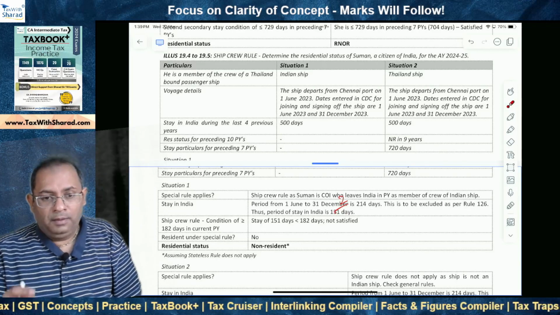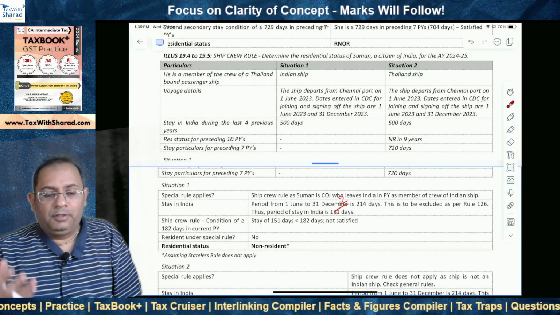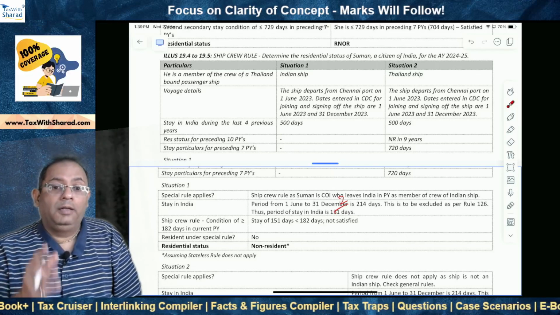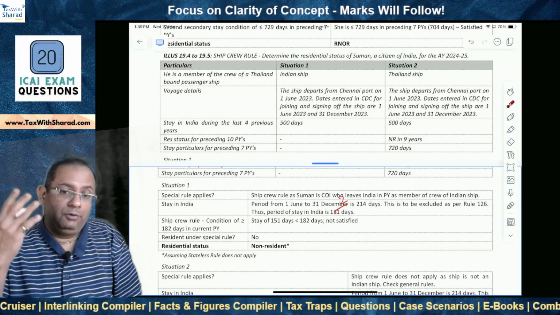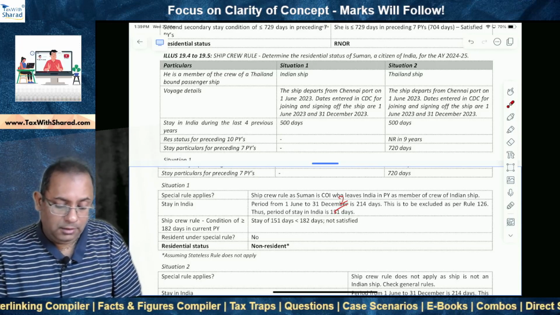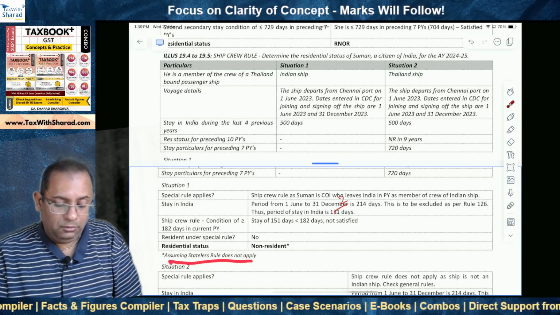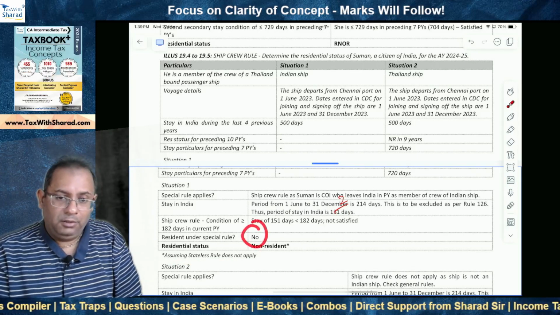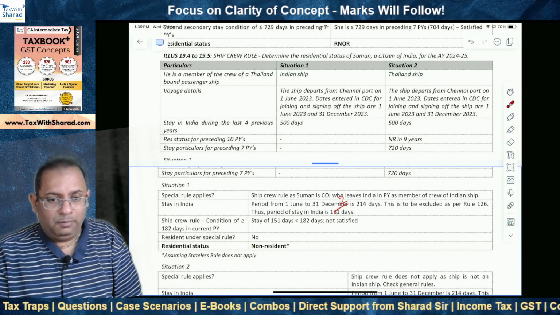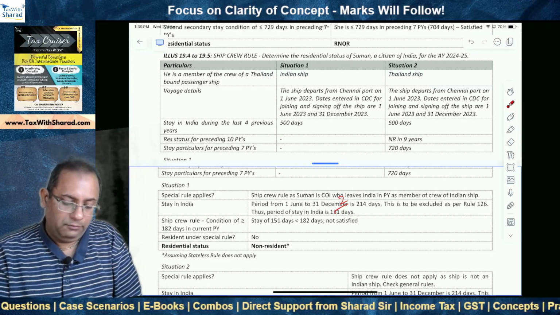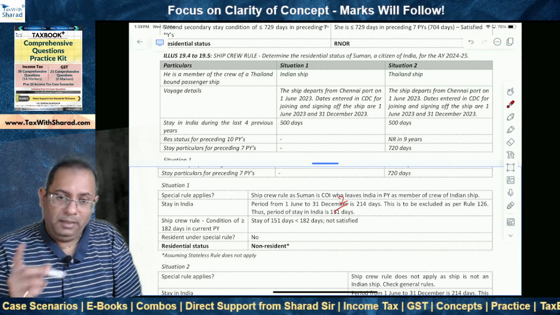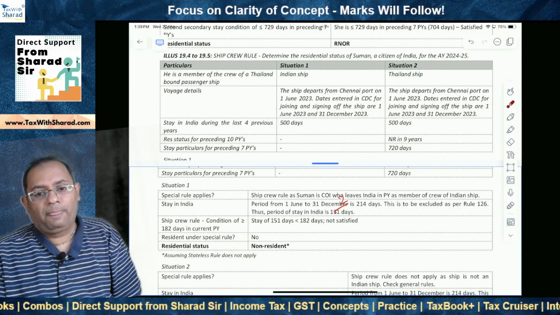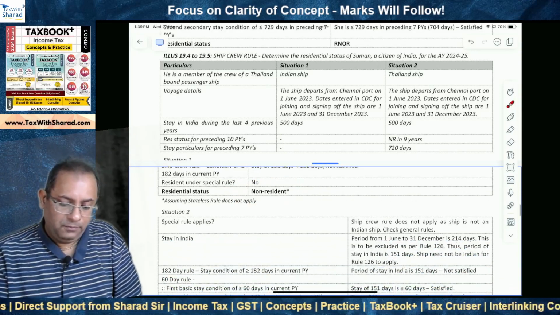But if you look at the question, adequate details to figure out whether the stateless rule will apply or not are not given in the question. Total income other than income from foreign sources and all of those details are not given. So we assume that the stateless rule will not apply. The person is not a resident under the special rule, and the stateless rule also does not apply. General rules we need not check, and therefore, the person not being a resident under any of the rules becomes a non-resident. This is the way we need to solve.